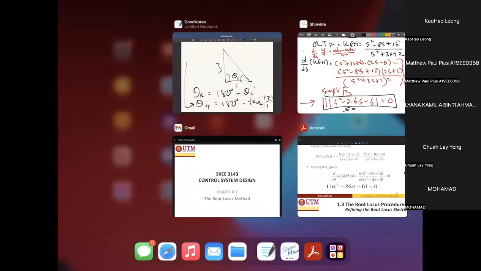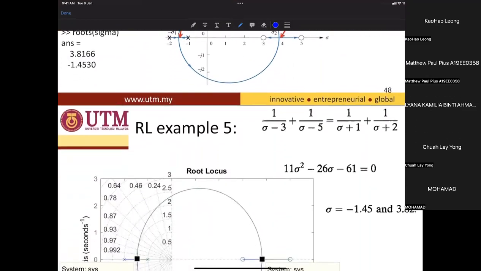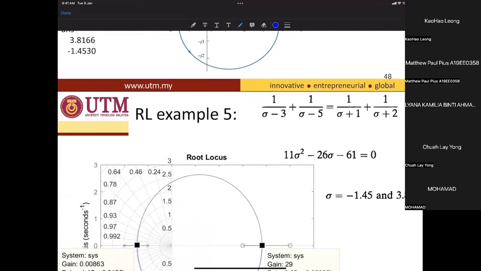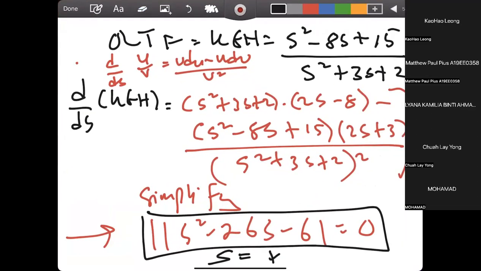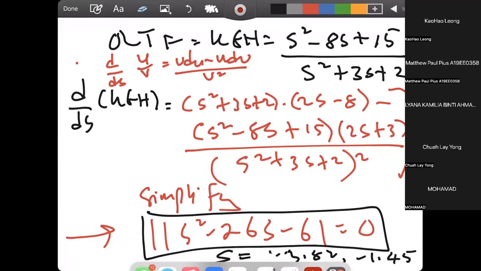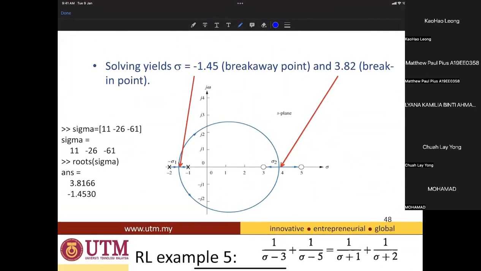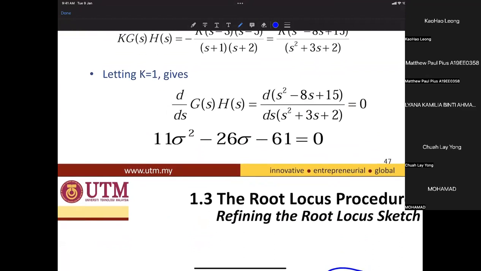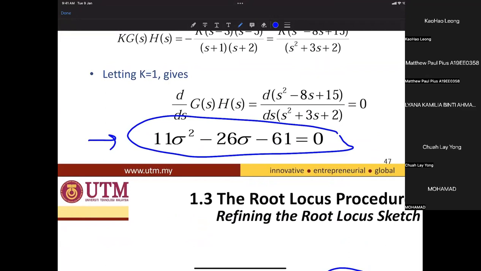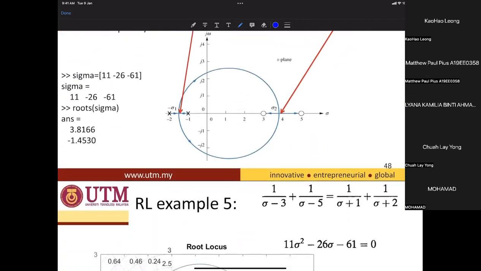11s square minus 26s minus 61. The roots are 3.82 and negative 1.45. I used my computer and got 3.82 as well. Same. Based on common sense, which one is positive and which one is negative? 3.82 is the breakaway point, and the break-in point is minus 1.45, right? After you differentiate and simplify, you get a quadratic equation. So this is the way we calculate the breakaway and the break-in point.